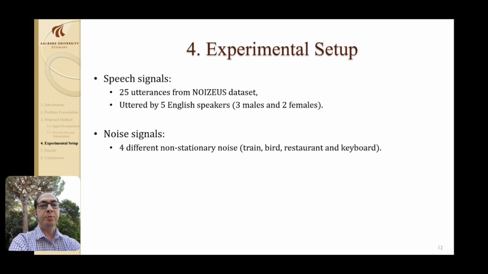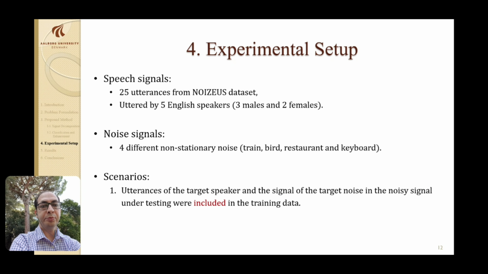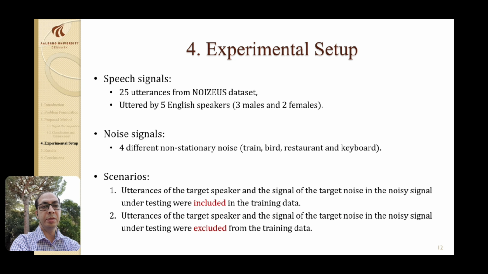In order to evaluate the proposed method, we use 25 utterances from Noizeus datasets uttered by 5 English speakers, and we use 4 different non-stationary noises: train, bird, restaurant, and keyboard. And we consider 2 different scenarios. In the first scenario, the utterances of the target speaker and the signal of the target noise in the noisy signal under the testing were included in the training data, and in the second scenario, those signals are excluded from the training data, to see how the proposed method can generalize the problem.